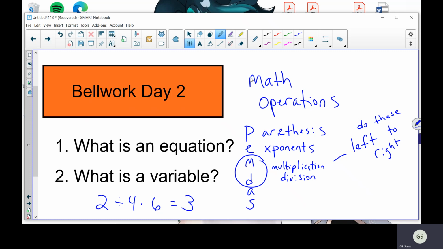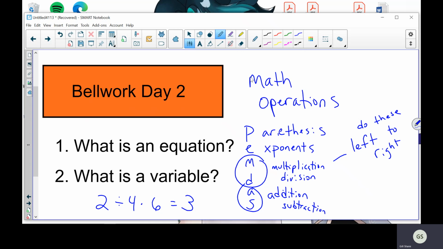And then the last one would be what? AS, and it's the same thing. Left to right. So again, if you have it down to just addition and subtraction left, you would go left to right and you would do subtraction first and then addition if that's what comes first, left to right.